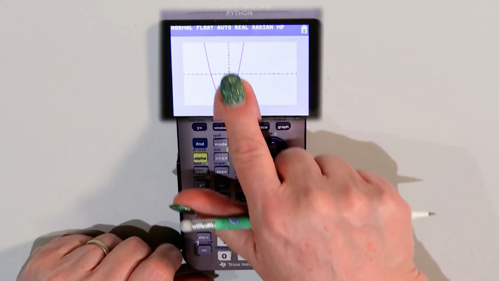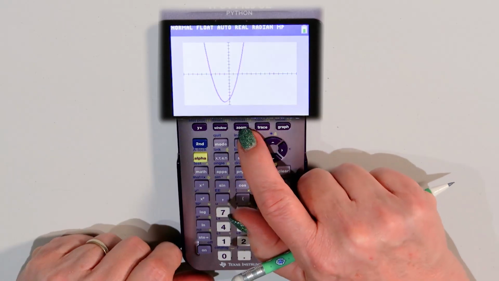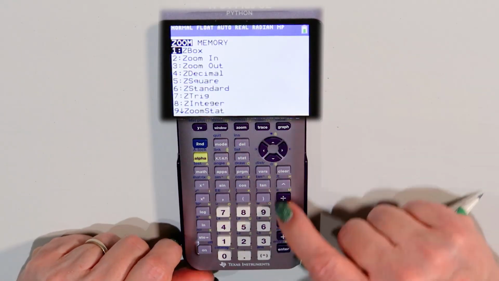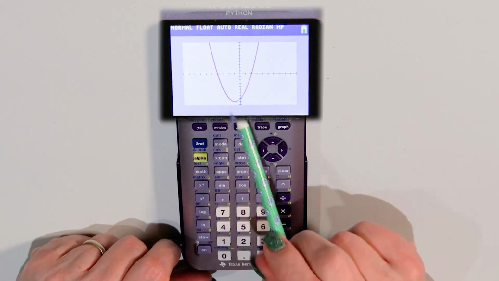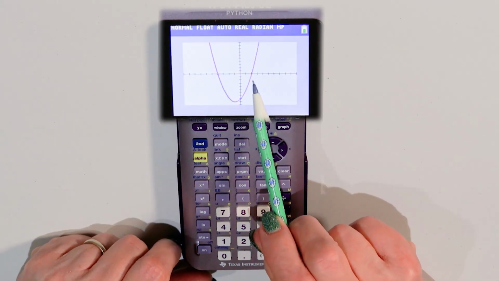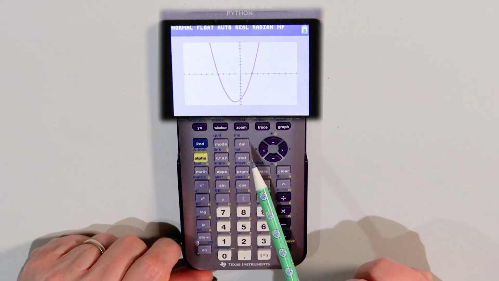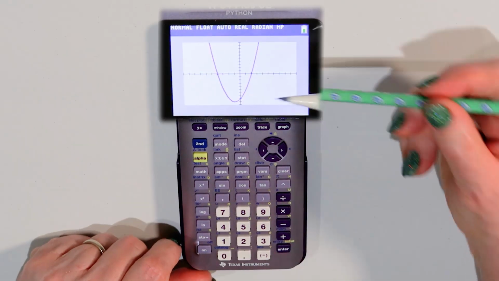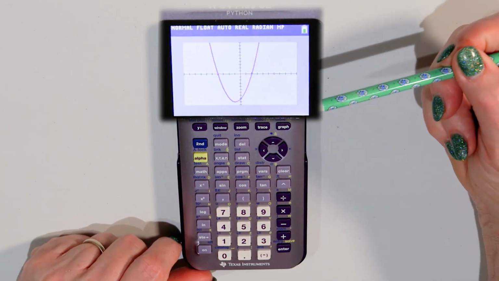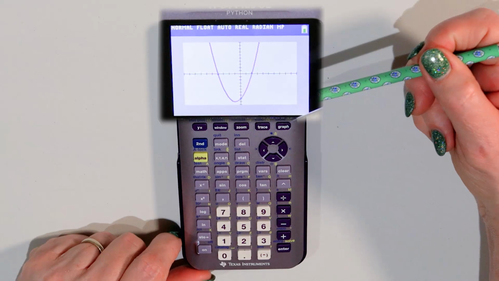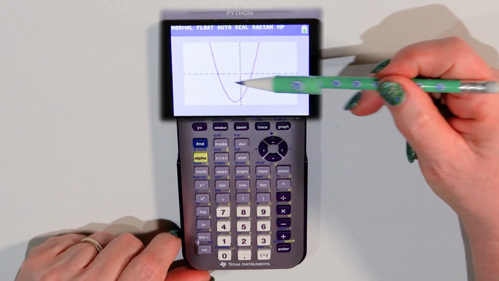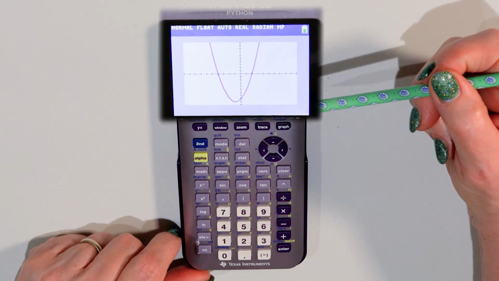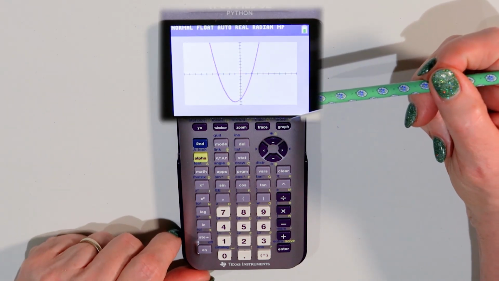Now, currently see that my graph is not in the center. If you go to the zoom button and go to 6, it'll put it in that 10 by 10 shape. These points right here are known as my x-intercepts. On this graph in particular, these x-intercepts are indeed whole numbers or integers, because the one's negative. However, some of your quadratics will not have whole numbers as your x-intercepts. And remember, x-intercepts are solutions, zeros, and roots.